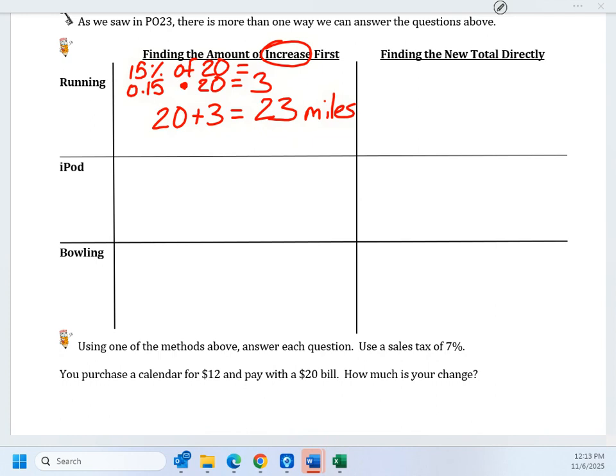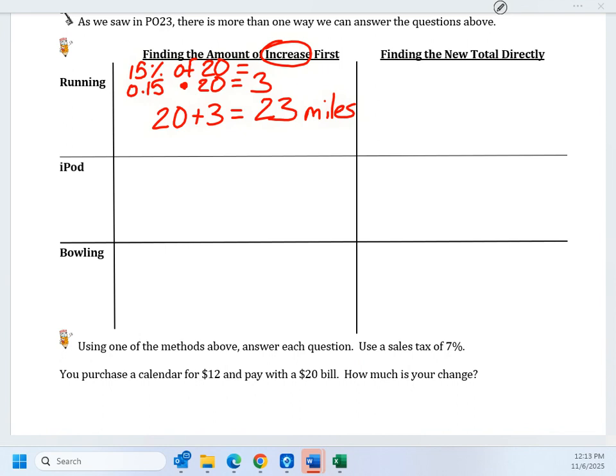Also think it through logically. 15% of 20. 15% is closer to 0, right? So it's going to be a smaller number. If I hit like 100, that's going to be way too big, right? So we know 15% is going to be a small number, so I'm going to look at it logically. Does this make sense? We're increasing 20 by 15%. Does 23 logically make sense? Yeah. It's going to increase a small amount.